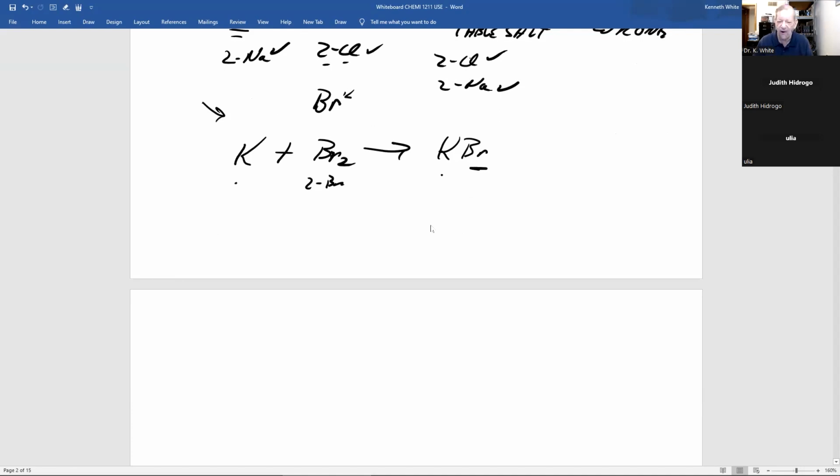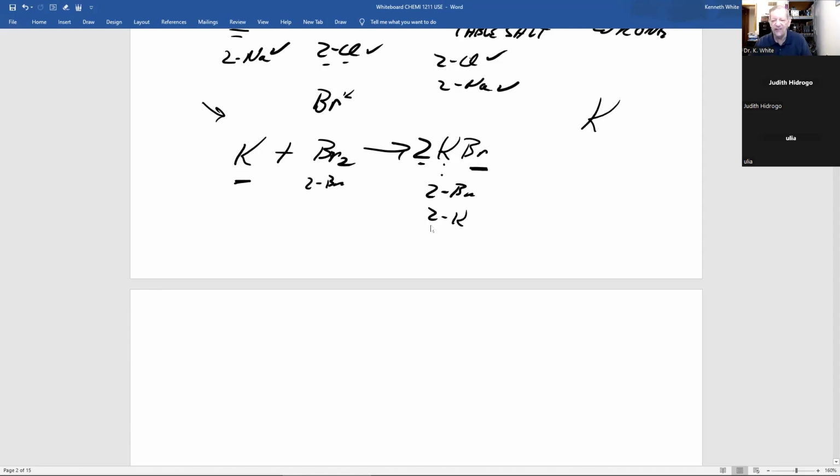How do I get the bromine on this side? I need 2 bromine. I can't change the formula, but I can change the coefficient, the number that goes in front of the formula. And that tells me now 2 times 1, 2 bromine. But 2 times 1, 2 potassium. Uh-oh, on this side, I only have 1. How do I make it 2?